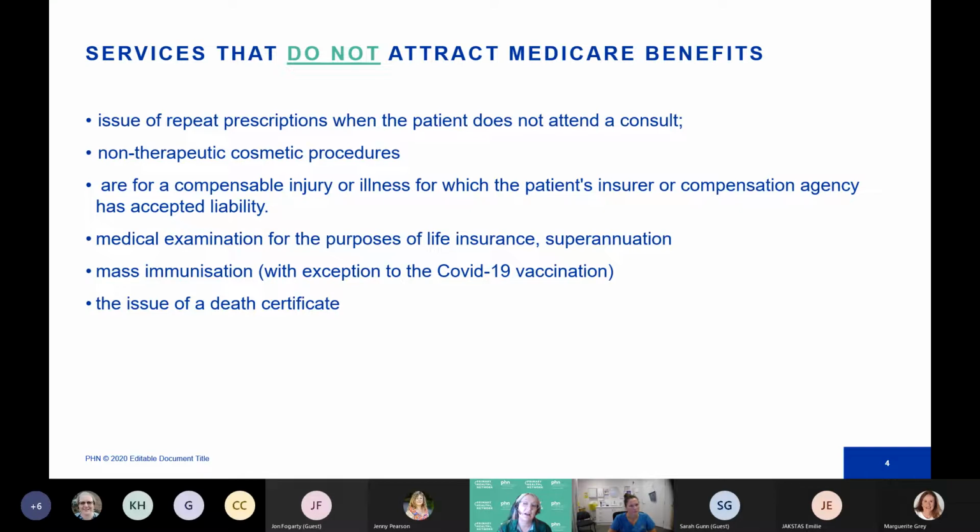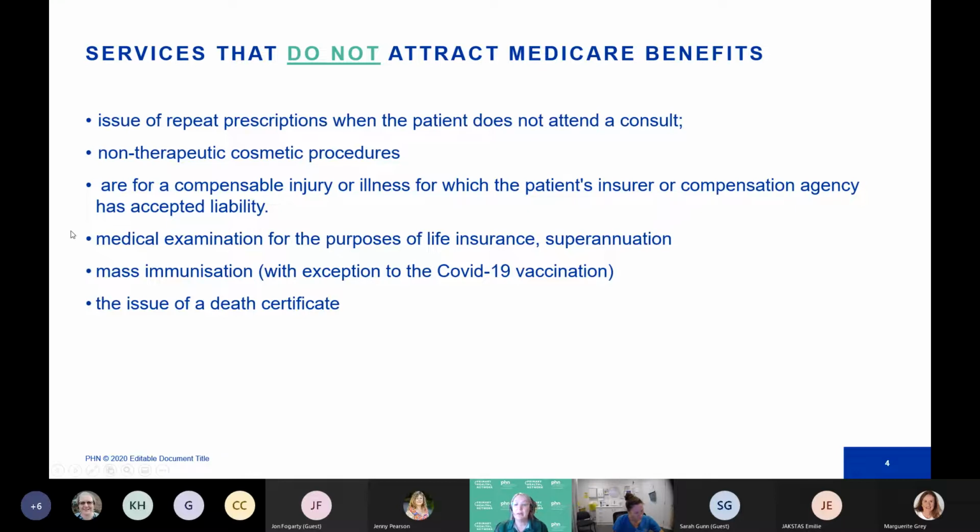So that one, for a medical examination, if the patient has come for their annual license review for a medical reason, like if they're a diabetic or they're over a certain age, that is covered under Medicare. But if it was a medical for a driver's license for work-related purposes, well then no, that's not covered. Also, mass immunisations. So there is an exception to the COVID-19 vaccination, but there isn't for flu vax.